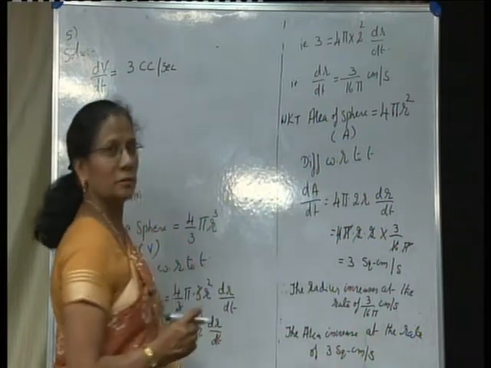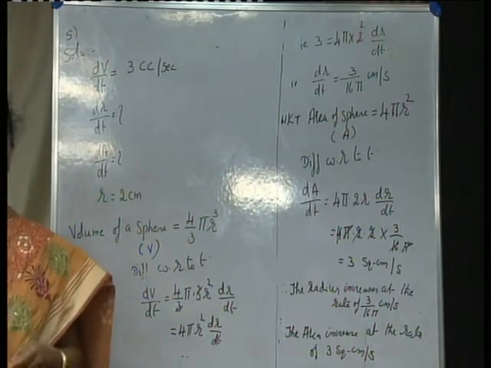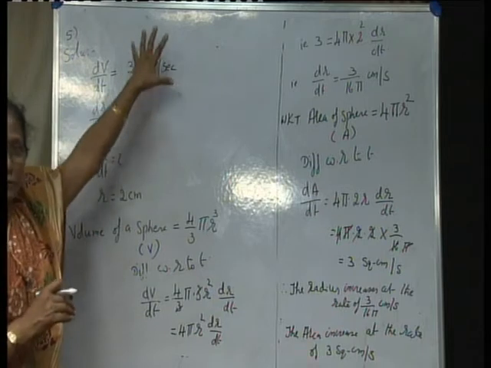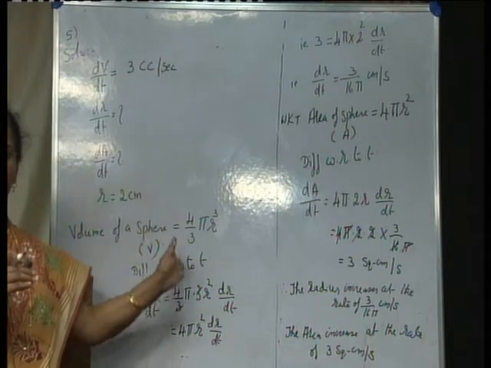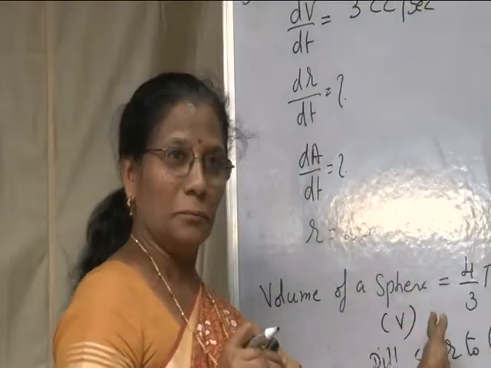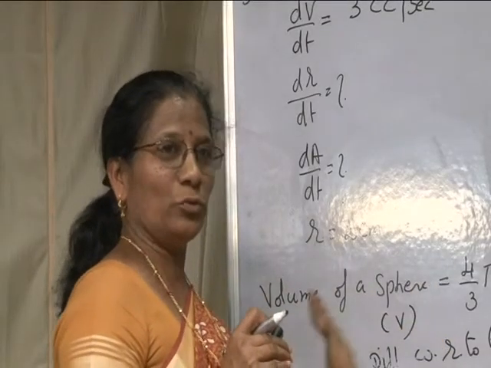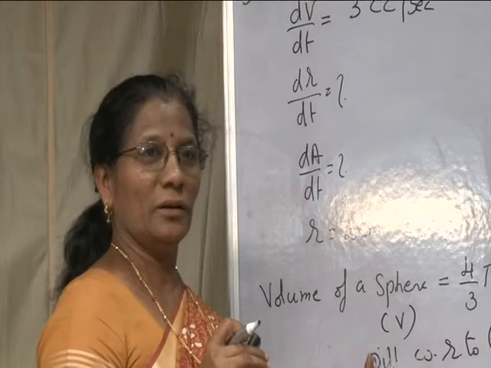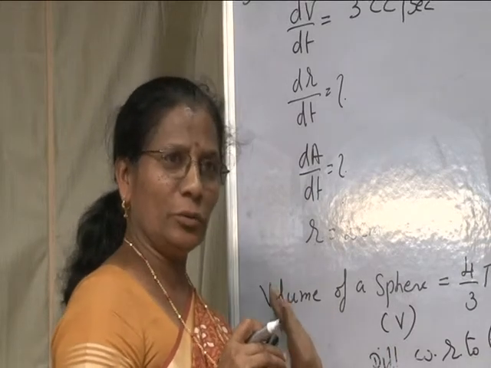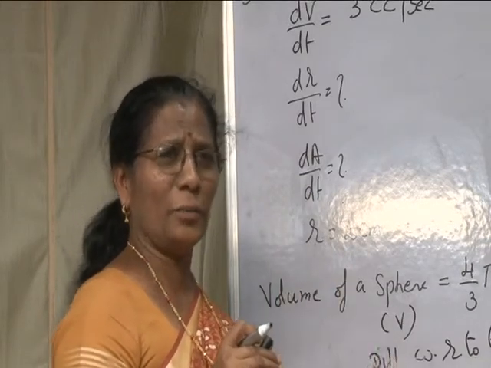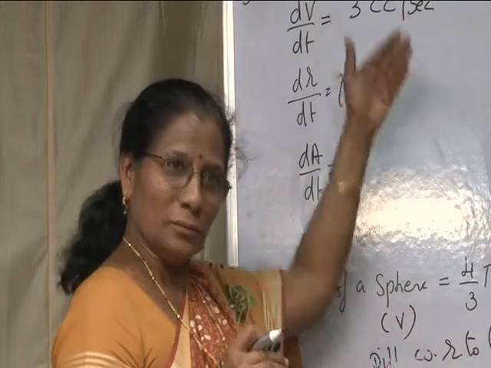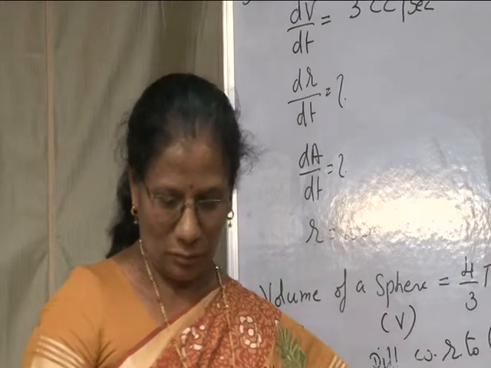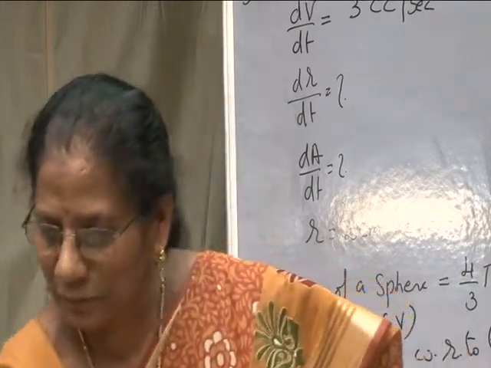While doing these problems, these are all formulas: area of the square, area of the rectangle, area of the circle, circumference of the circle, volume of the sphere, area of the sphere. You have studied all of these in your previous class. You have to recollect all the points and write them on one paper while doing these problems. Okay, we will go to the next.